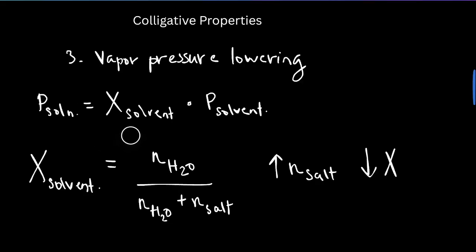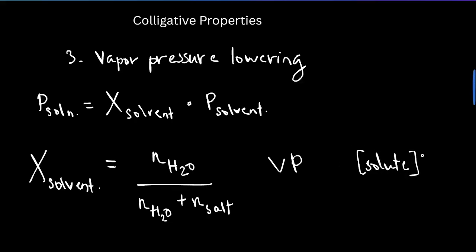And so we can see that our vapor pressure here and our solute concentration, remember these square brackets imply concentration, they are inversely related. As we increase the amount of solute, as we increase salt in this case, we decrease our vapor pressure, and vice versa. So hopefully that makes some sense.